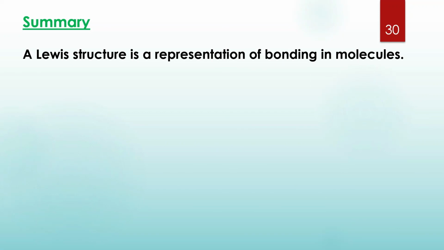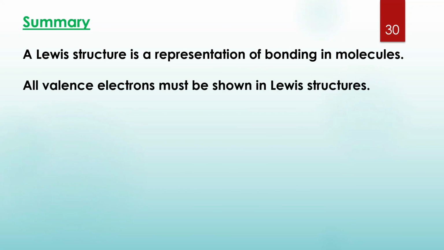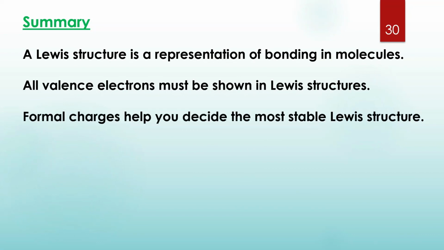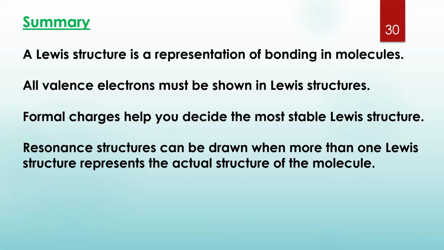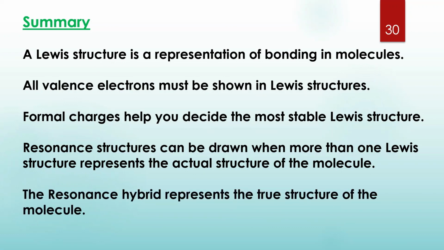Now a brief summary. The Lewis structure is a representation of bonding in molecules. All valence electrons must be shown in a Lewis structure. Formal charges help you decide the most stable Lewis structure. Resonance structures can be drawn when more than one Lewis structure represents the actual structure of the molecule. The resonance hybrid represents the true structure of the molecule.